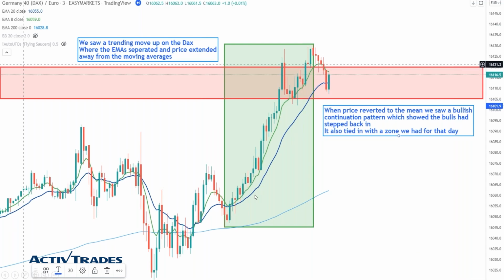Okay, looking at some examples now. So this is a trade on the DAX. Now we saw this trending move up on the DAX. Notice again, lots of green candles holding that 8 moving average.